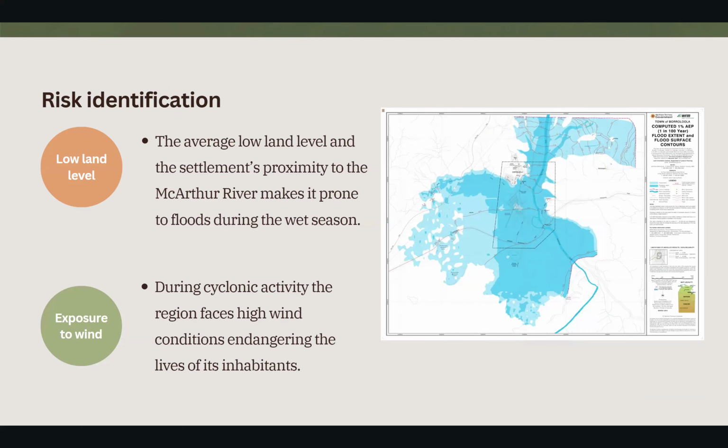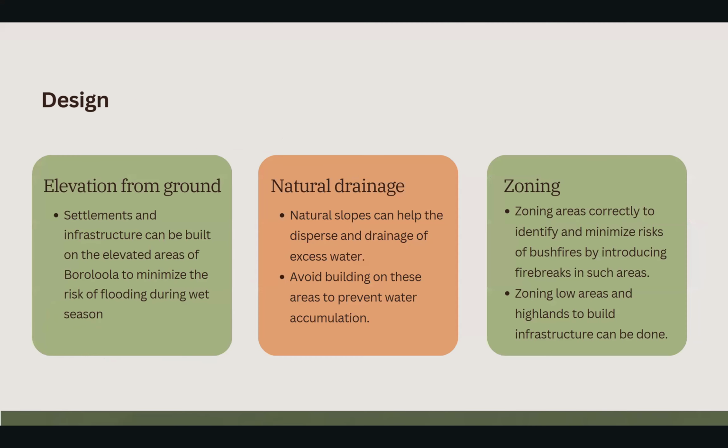Risk identification. Low land level. The average low land level and settlement's proximity to the MacArthur River makes it prone to floods during the wet season. And exposure to wind. During cyclonic activity, the region faces high wind conditions, endangering the lives of its inhabitants.